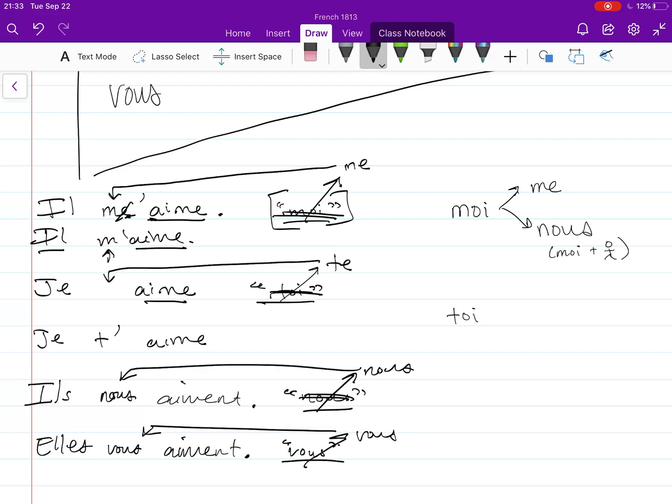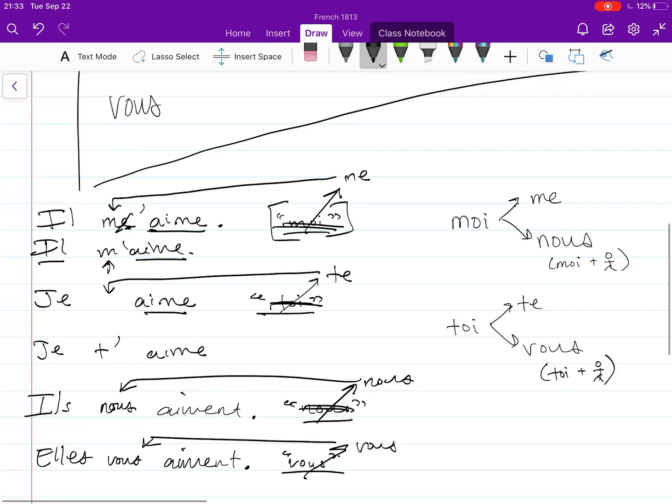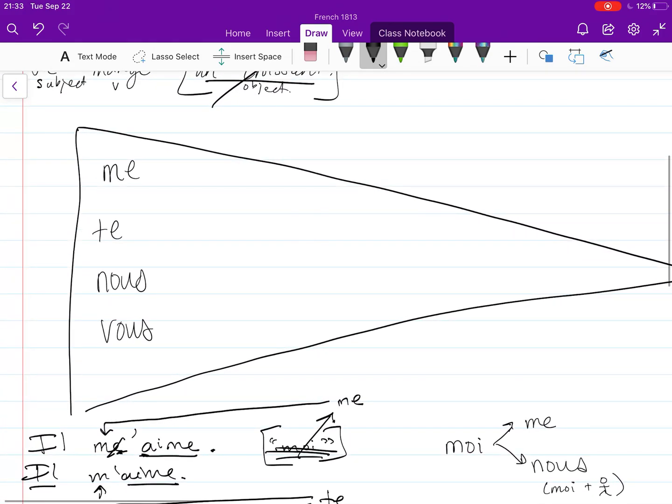When you have something standing in where the underlying thing that's getting replaced is toi, you're either getting it replaced straight up with te, if it's just you, or it's replacing vous, which is really standing in for you and another person. Okay? Now you may have noticed here that we have not talked at all about how to do him or her. That's because that's going to be in the next section up here in the triangle.